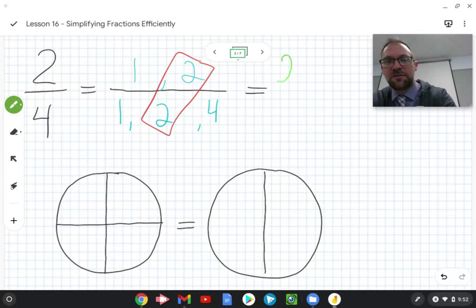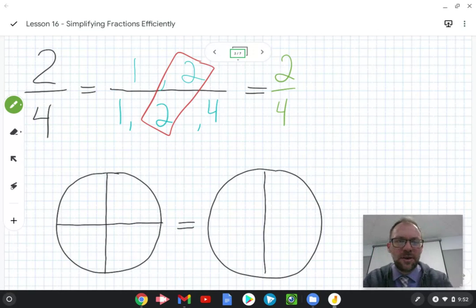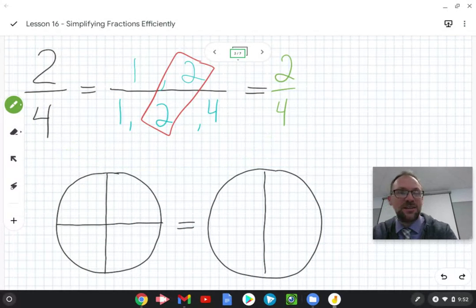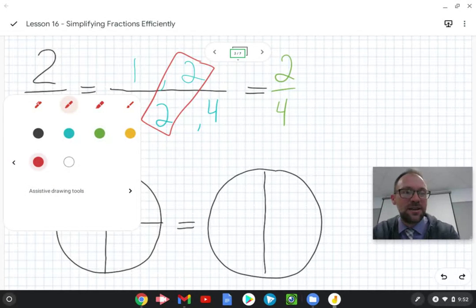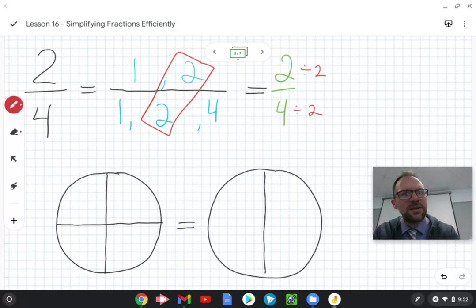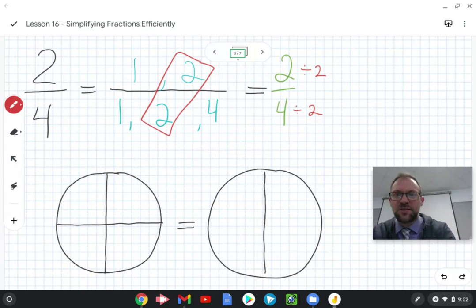So let's rewrite our fraction here, 2/4. This is the same fraction that we started with. I'm just rewriting it so that we can divide. Let's go ahead and divide both parts by 2. So I'm going to write 2 divided by 2 and 4 divided by 2. And why are we dividing by 2? Because in order to simplify, we need to divide both parts of the fraction by the greatest common factor. We found that in step 1. It's 2.